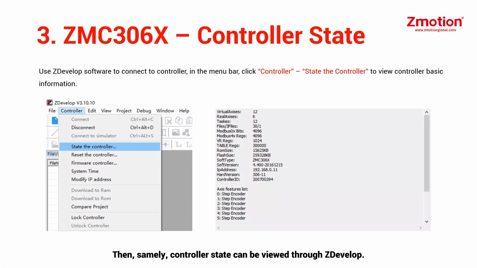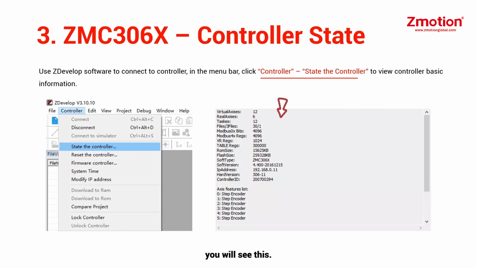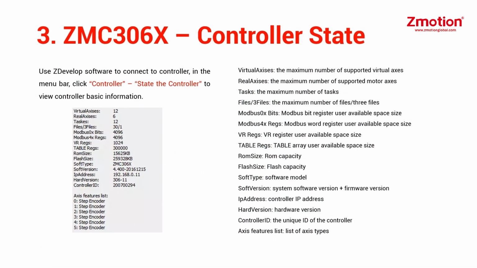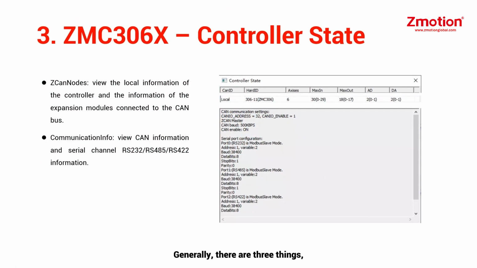Then, similarly, controller state can be viewed through ZDevelop. Click controller, state the controller. You will see this. Generally, there are 3 things: basic information, ZCAN node and communication information. If the controller is with a bus interface, it will show slot node. It is very convenient.